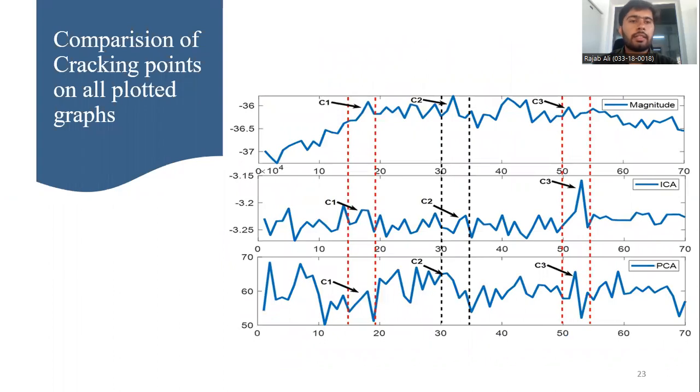This is the comparison of cracking points on all the plotted graphs, where we have shown magnitude, ICA, and PCA, all three features and their cracking points. We measured the distance of the cracks on our aluminum sheet, and this is the exact same distance in our results, which generate peaks and indicate that crack 1, crack 2, and crack 3 can be simply identified.